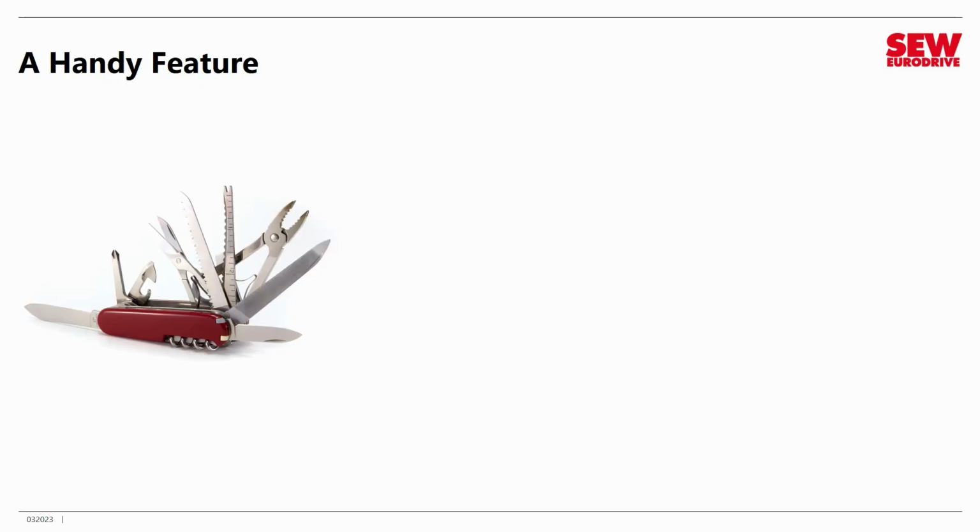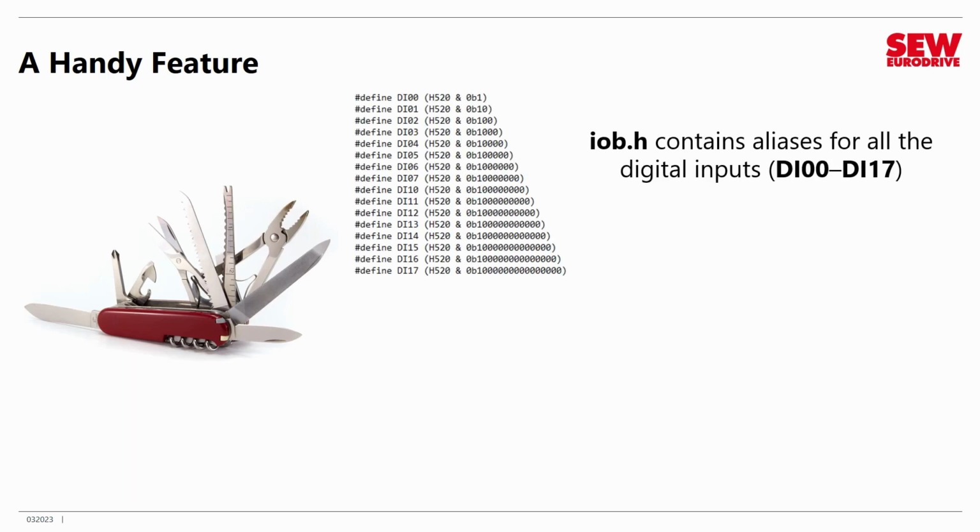One final little handy thing I want to mention, and then we're done. You've been including that file iob.h in all your programs, and here's something it does for you. It's defined a whole bunch of aliases for all the digital inputs, DI00 through DI17. You can see the actual code that's in there, and you can see it's using bitwise operations to mask off the bit of interest. This is really helpful if you just want to check one of the digital inputs to see if it's true or false.